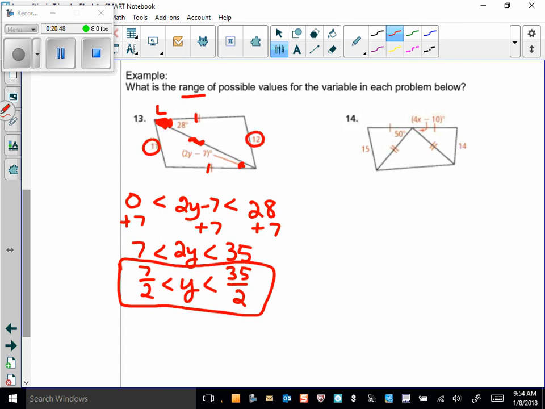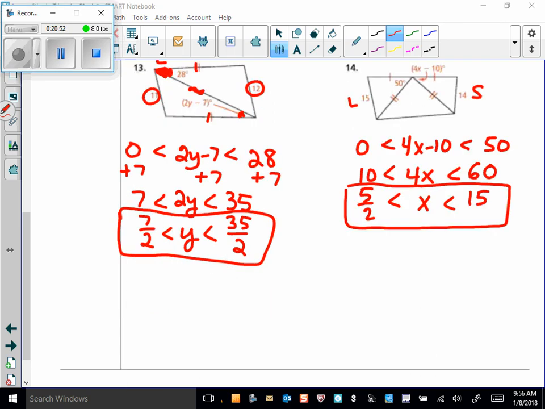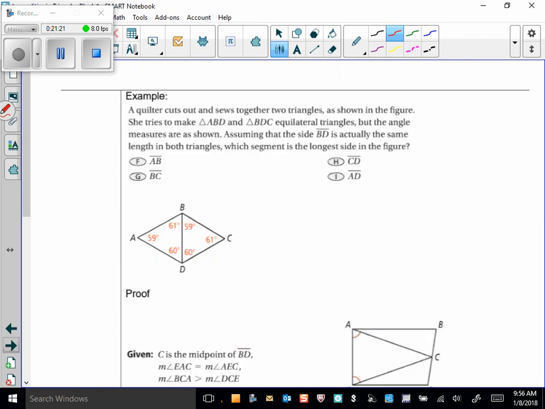Okay, why don't you pause and do number 14 by yourself and then come back and check. Okay, look at number 14 there. Is that what you got? I did it just like I did the previous one, noting that 15 is longer than 14, which means that 50 degrees is larger. Right here, 50 degrees has to be larger than the 4x minus 10 angle. Then I set up my inequality, solved it, and got the answer you see there. Put a star here or a note if you need us to talk about this further in class.